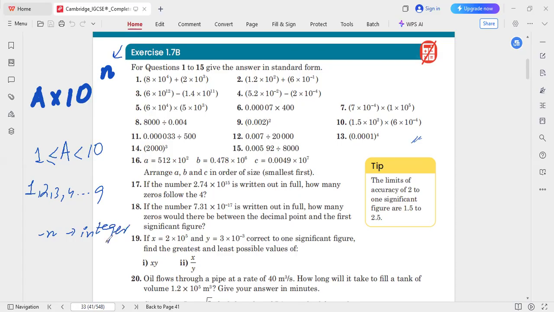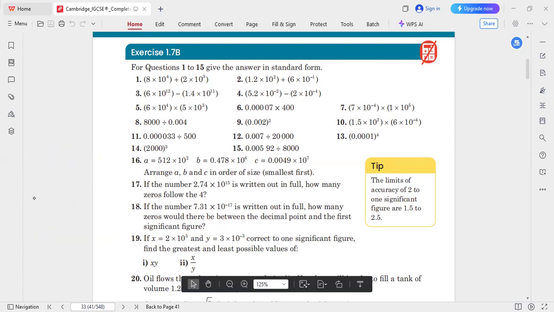So basically this is standard form, and we write a number in standard form to make bigger or smaller numbers easier to write down and easier to read. Up till 15 we have done questions, and if you want to check how to convert numbers into standard form, you can check my previous video.